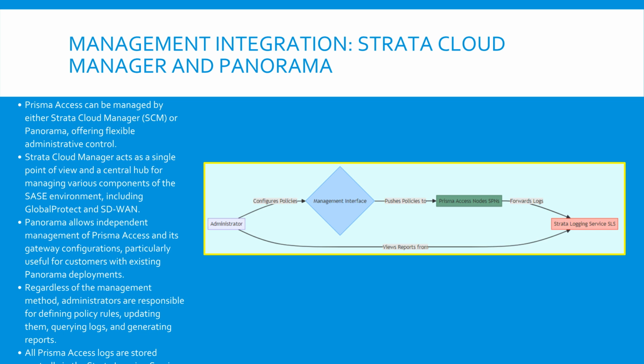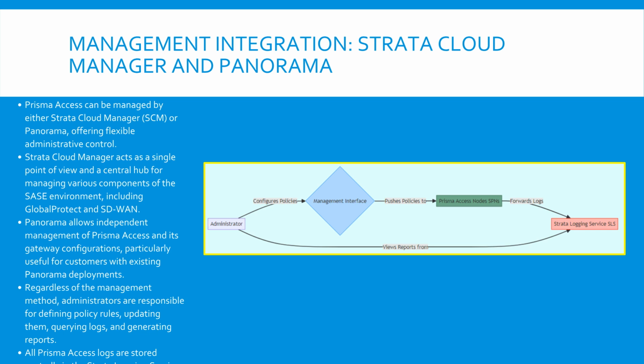Prisma Access uses centralized management, SCM or Panorama, and stores all operational data in the Strata Logging Service for unified visibility and streamlined administration. This diagram illustrates the operational flow between the security processing nodes, the logging service, and the administrative interfaces. The Prisma Access nodes, which are the SPNs, constantly forward all their generated network and security logs to the Strata Logging Service for storage and analysis.